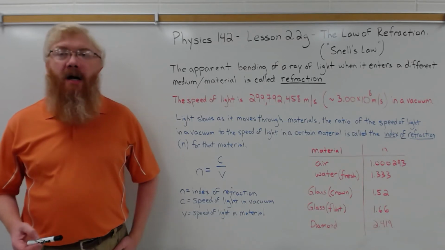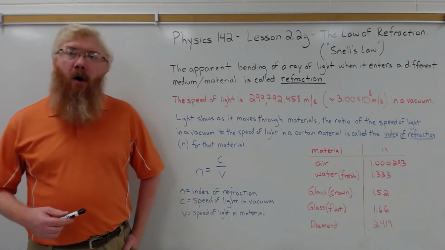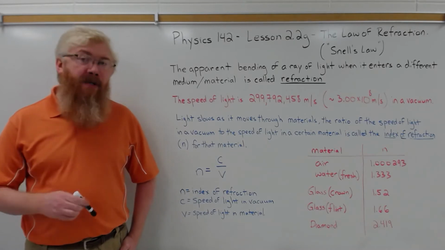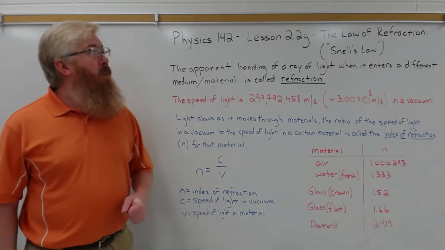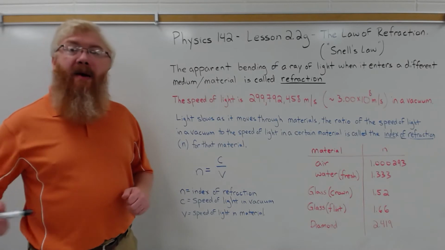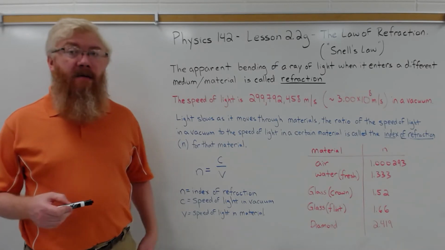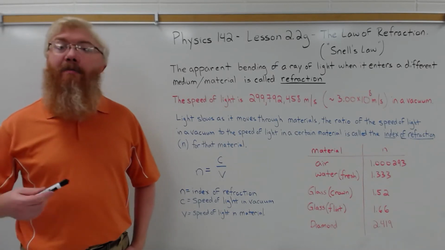In the last video, we talked about the law of reflection, or what happens when a ray of light bounces off of an object. Well, what happens if it doesn't bounce off an object? What happens if it goes through that object? Like, for instance, glass or clear plastic.